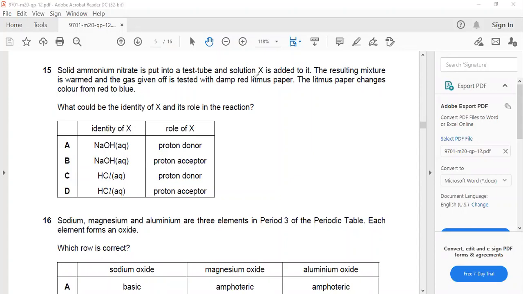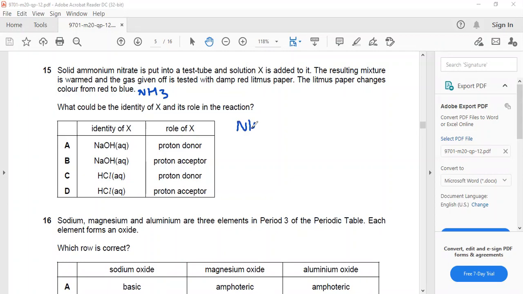Ammonium nitrate is put into a test tube with solution. X is added. The resulting mixture is warmed. Gas is given out and tested with damp red litmus paper. The litmus paper changes to blue. It means the gas is ammonia. What could be the identity of X?